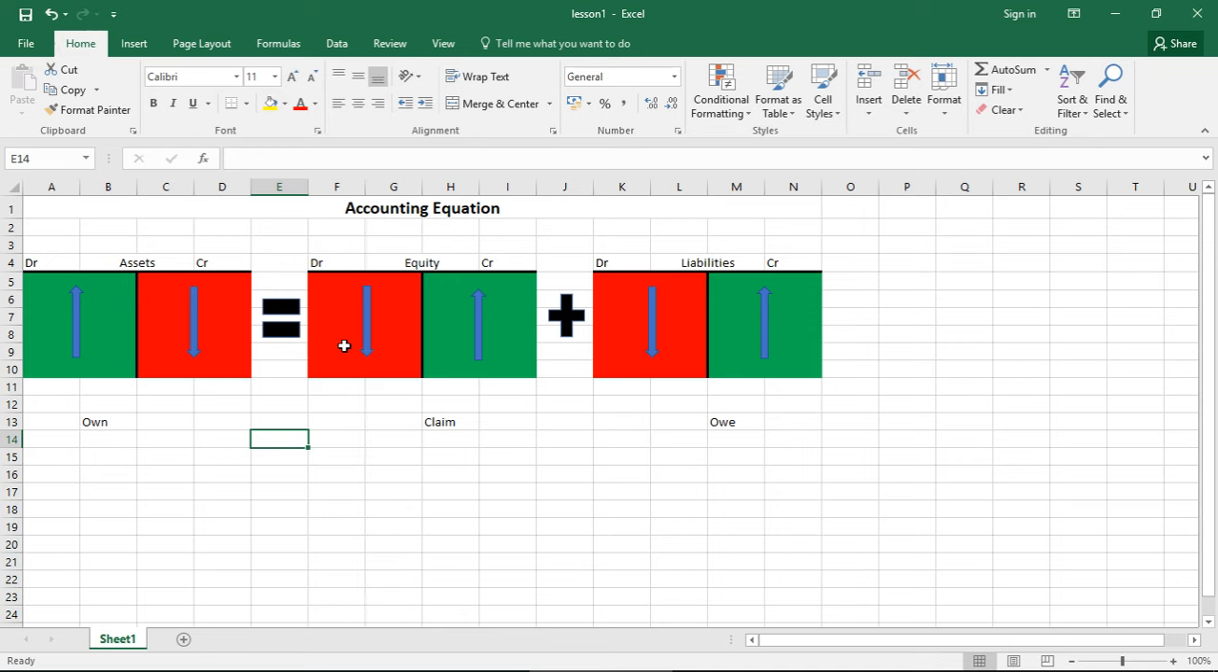So in the next video, and I will put the link to that video in the description below, I'm going to look at a few examples that relate to the accounting equation that will explain further what the accounting equation is.